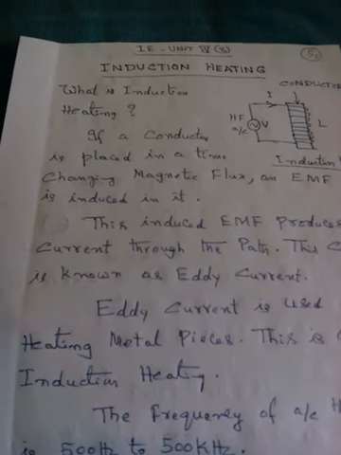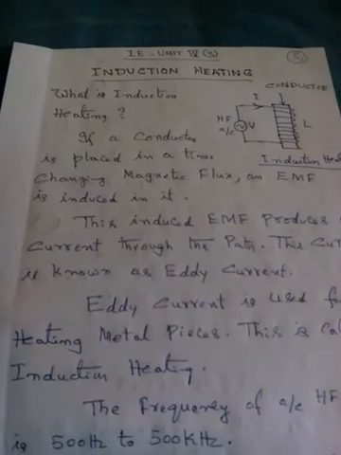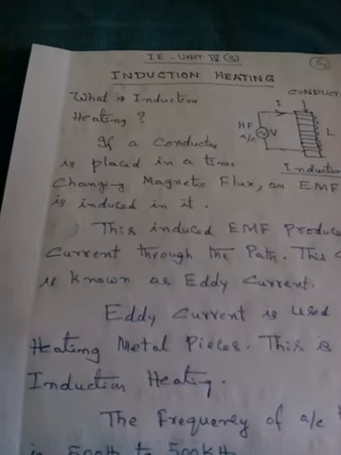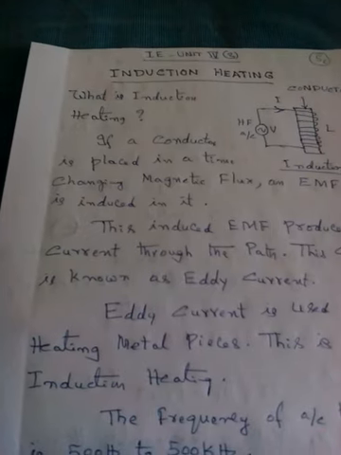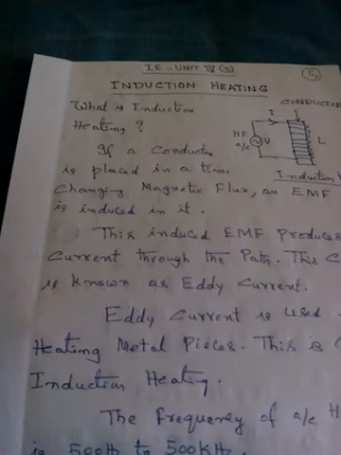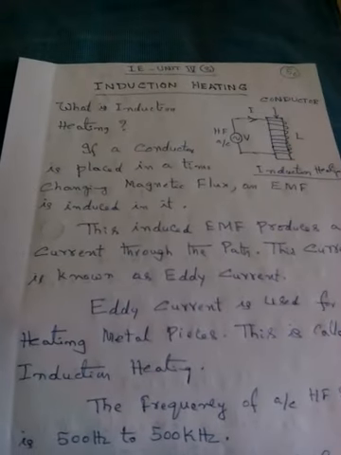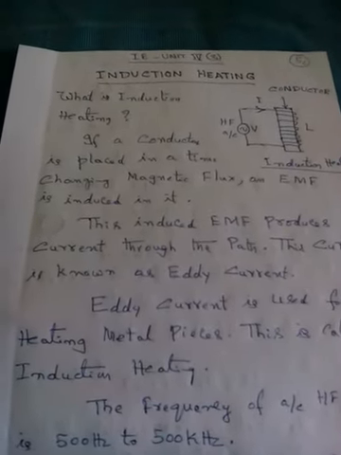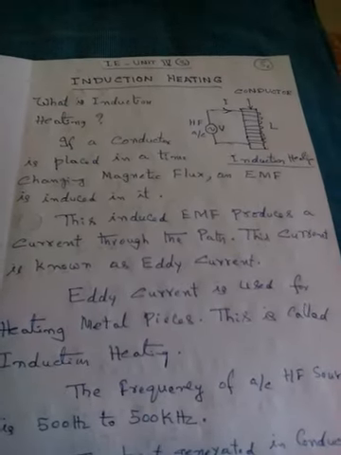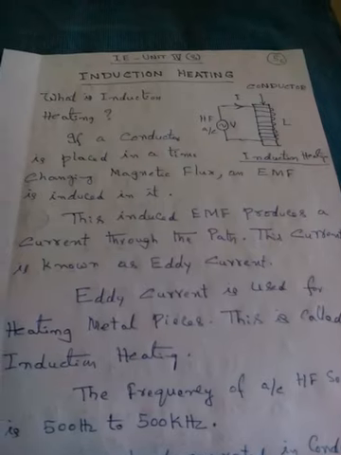So, what is induction heating? Induction heating is a heating procedure where a metal rod or conductor is placed in a coil, where high frequency current is passed through the coil, which produces magnetic flux, and an EMF is induced in it. This induced EMF produces a current through the path. The current is known as eddy current. Eddy current is used for heating these metal rods or metal pieces. This is called induction heating.